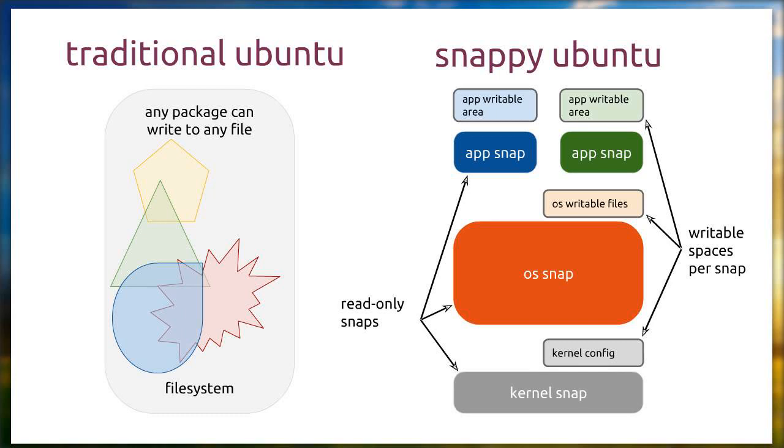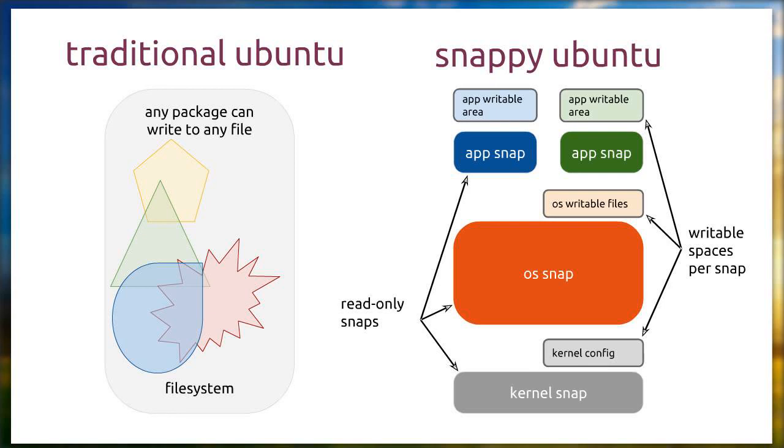In the Snappy model, we have completely decoupled each and every part of the system. So we have a kernel snap, which is the hardware enablement. We have the OS snap, which is just the base operating system, the extremely tiny core to bring up the device. And then, of course, we have in user space the application snaps themselves, which allow the robot or the drone to do something meaningful in that instance. And each of those snaps has its own writable space that is completely dedicated to that application itself, and only that application is allowed to write in that space, right?